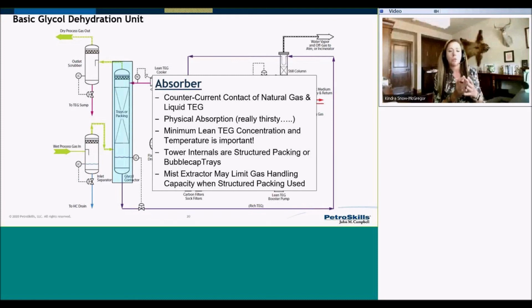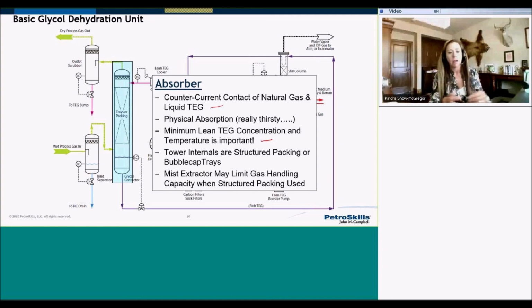Now, my absorber is a countercurrent contact of natural gas and my liquid TEG. And remember, this is happening under physical absorption. And so really my TEG is just really thirsty. So it's a very effective dehydrating agent. But there is a minimum lean TEG concentration that's required, and my inlet temperature is important. I could use either structured packing or bubble cap trays.